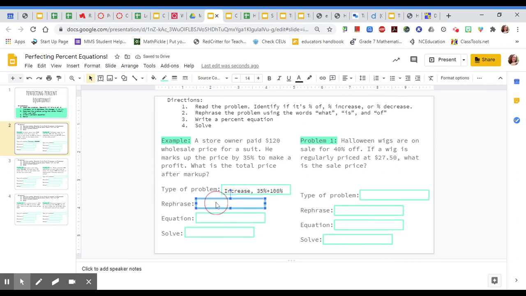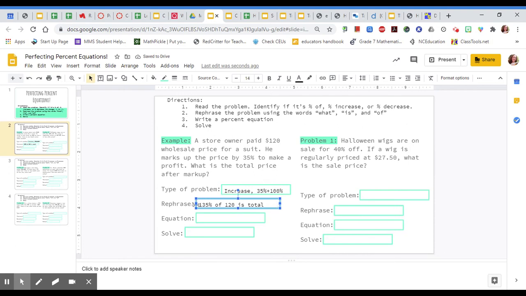Now I'm going to rephrase the problem situation. Well, I know 100% plus 35% means I'm paying 135% of the cost. The cost in this case is $120. 135% of 120 is some amount that I don't know. I know that it's the total price. If you need to extend your box out a little more so it'll fit your answer, that's fine.